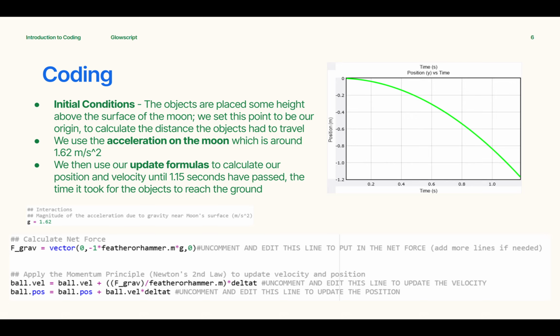As you can see, we didn't have to specify if we use the mass of the feather or the mass of the hammer, since in the velocity update formulas, we have f-grav over the mass, which cancels out the masses, so we're only left with the acceleration. This shows that the masses of the objects don't matter, and we will talk about this later.